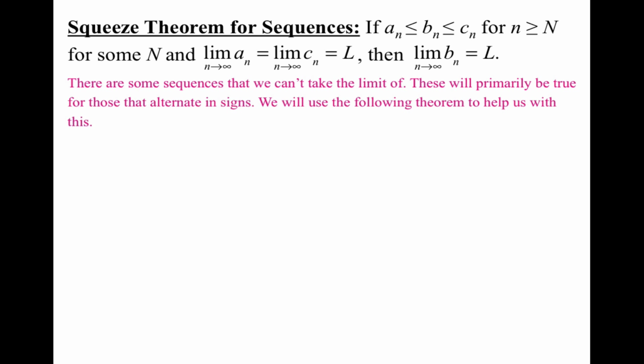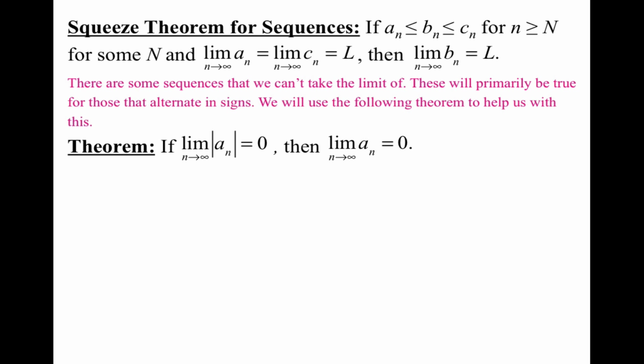Now there are some sequences that we can't take the limit of. These will primarily be true for those that alternate in signs. We will use the following theorem to help us with this. Another theorem is if the limit as n approaches infinity of the absolute value of a sub n equals 0, then the limit as n approaches infinity of the sequence equals 0. So basically, if you take the absolute value of it and you get 0, then the sequence also equals 0, so it converges.